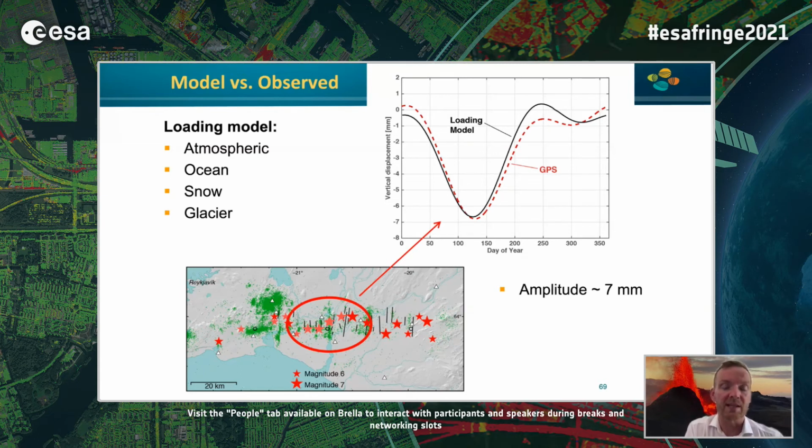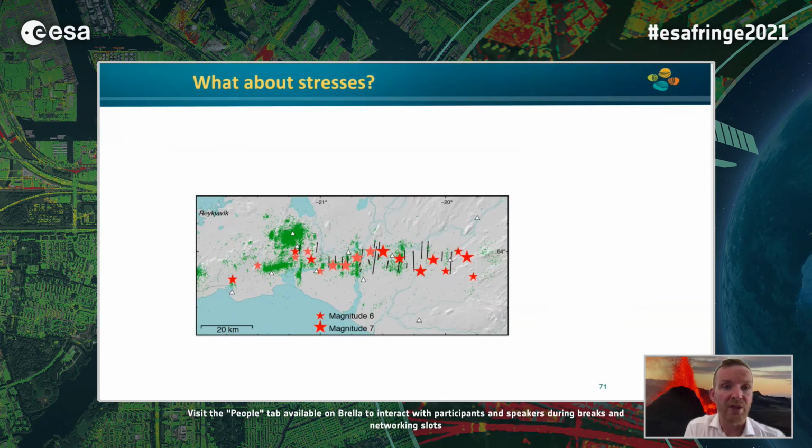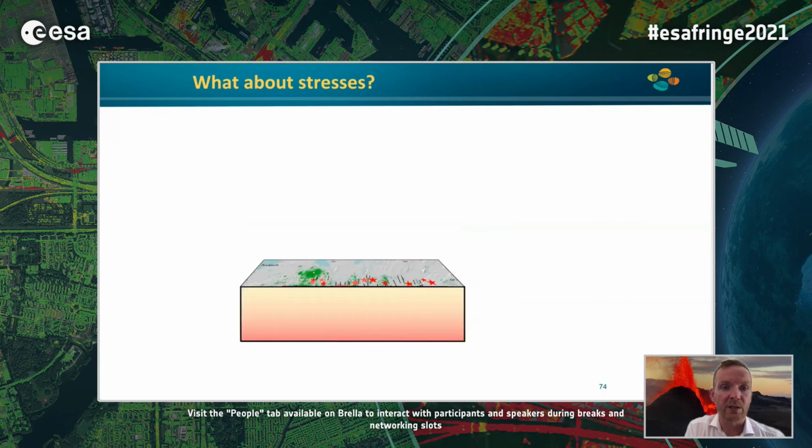The amplitude, like I said, you can optimize with the stiffness, and from that you can then look into stress changes, and that's what we are really after. We basically want to cut South Iceland here in half. Let's look down into the Earth.